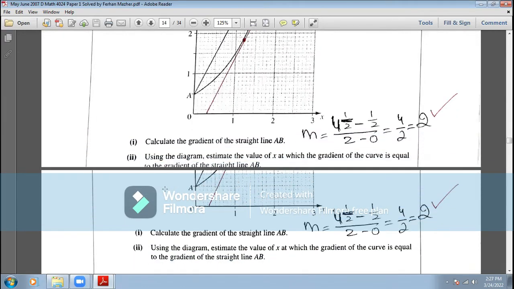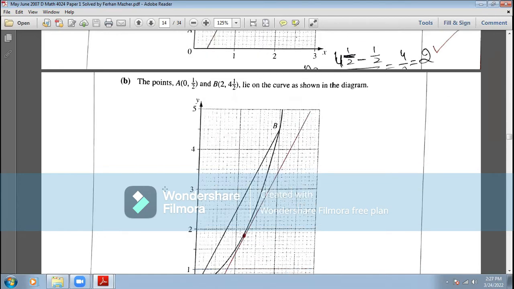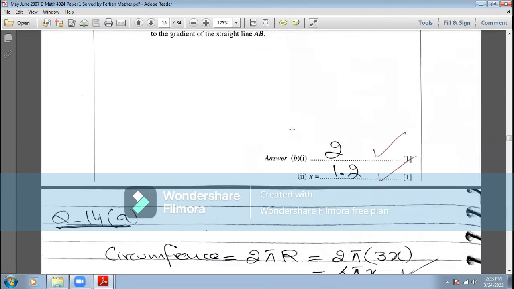Okay, so here on your screen it is showing that m is equal to 4 whole 1 by 2 minus 1 by 2 divided by 2 minus 0. I have taken the coordinates of A and B and applied the formula y2 minus y1 divided by x2 minus x1. So 4 whole 1 by 2 minus 1 by 2, the whole thing divided by 2 minus 0. That will be 4, and downstairs 2 minus 0 is 2. So 4 divided by 2 will be 2. So the gradient of the line AB will be 2.